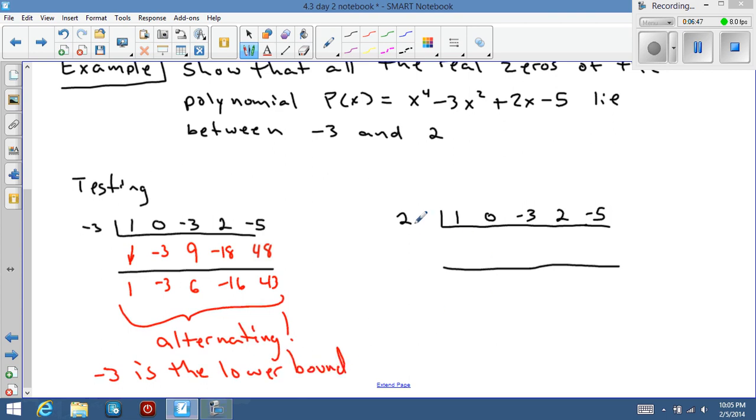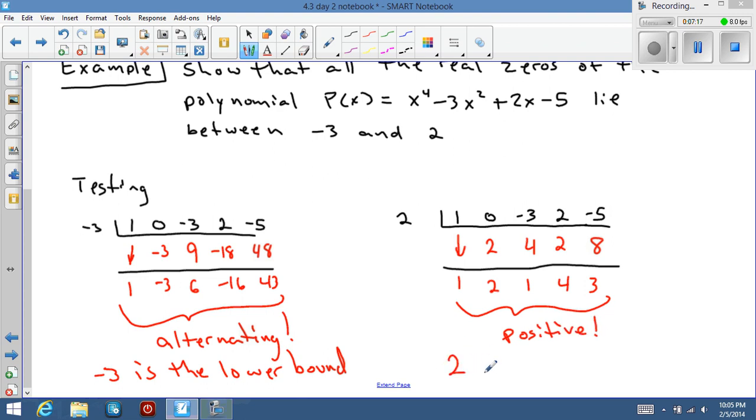Okay, now let's test the 2. If we bring down the 1, 2 times 1 is 2, 0 plus 2 is 2, 2 times the 2 is 4, add negative 3 plus 4, we get 1, 2 times the 1 is 2, we add, we get 4, 2 times 4 is 8, when we add here we get 3. These all are positive, which means that 2 is an upper bound.